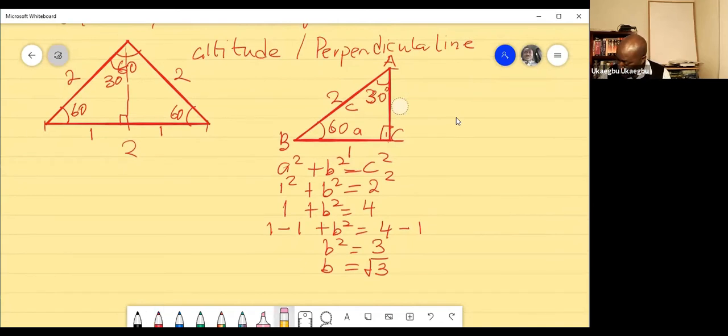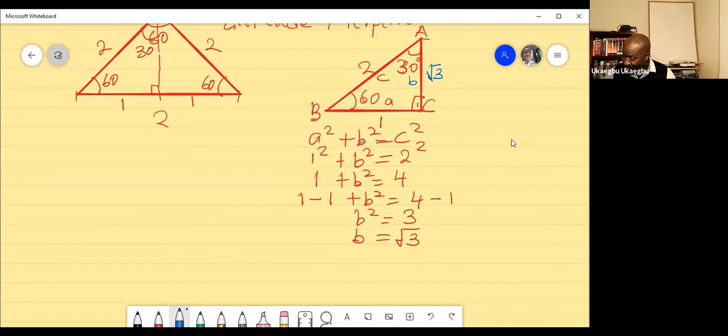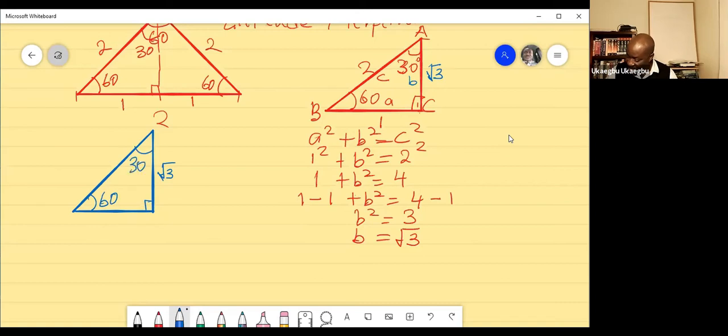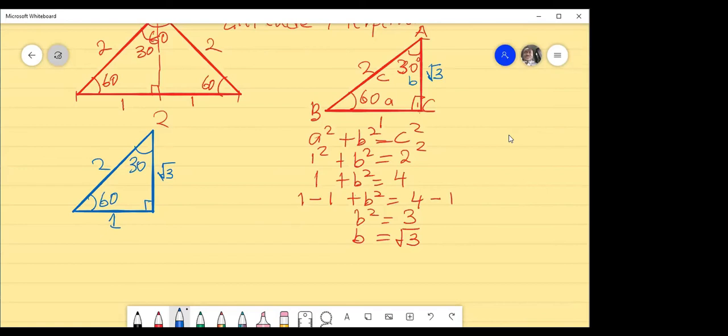So we come back here and we can insert our square root of 3 here. And that's B. So this way, let's redraw the triangle so that it becomes less messy. So we have square root of 3 here, and then here we have 60 degrees, here we have 30 degrees, and here we have 2. So now the question becomes, which one do you want us to do first? Do you want us to do 30 degrees first or 60 degrees? 60 degrees.